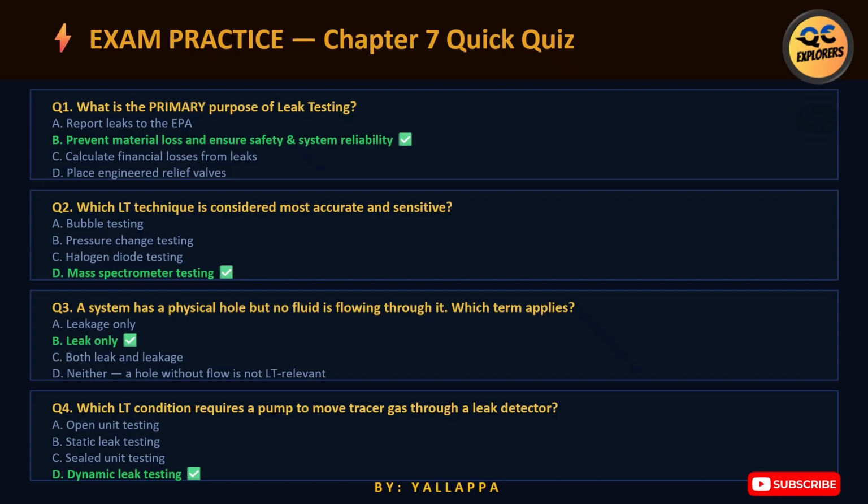Question number 4. Which leak testing condition requires pumping action? A. Open unit testing. B. Static testing. C. Sealed unit testing. D. Dynamic testing. Pause and think. The answer is D. Dynamic leak testing. Remember, dynamic equals pumping. Static equals no pumping.